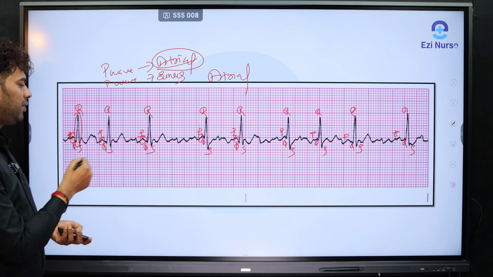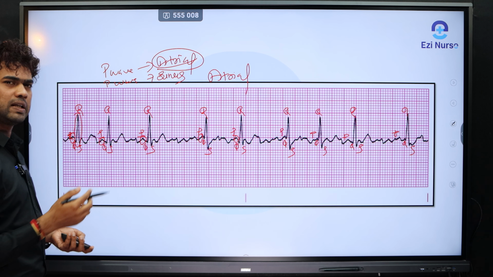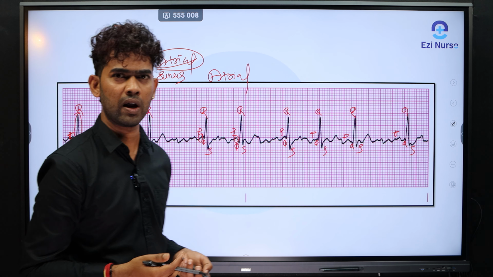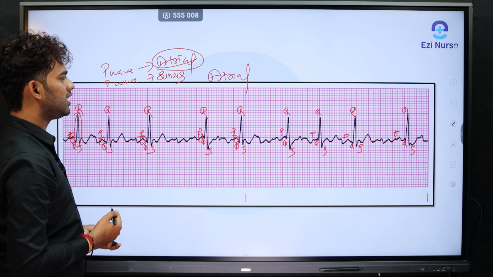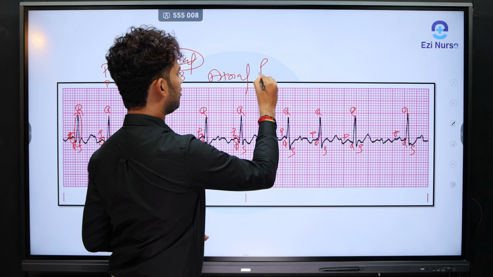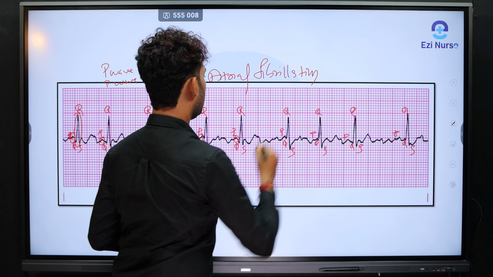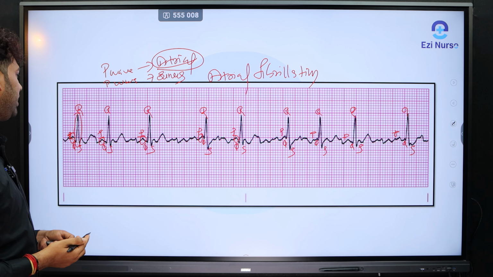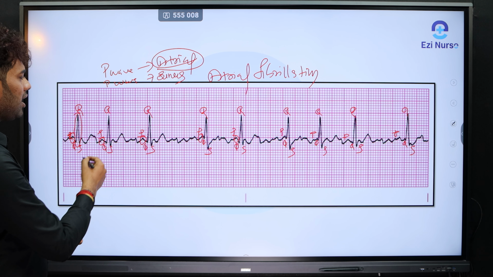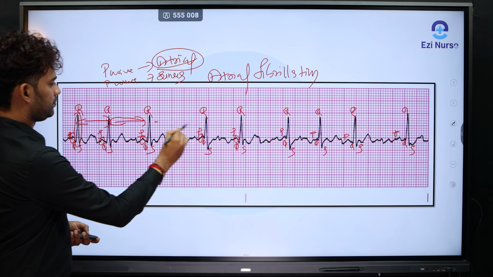So look at the P wave, the shape of the P wave. The P wave is a little bit round, but it is fibrillating or shivering there. So we can call this condition atrial fibrillation. And another criterion will be here. Look at the RR interval, the space between the RR intervals.